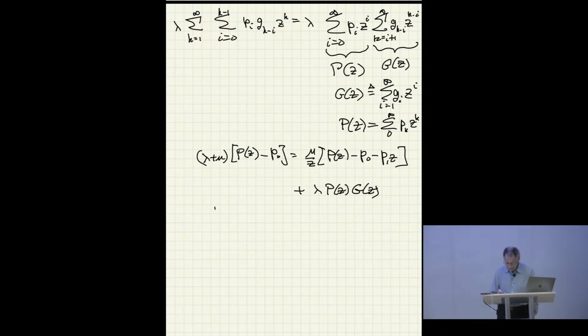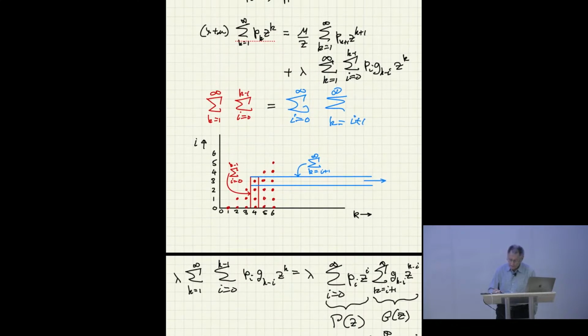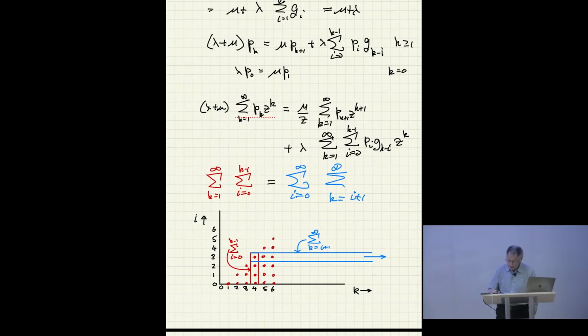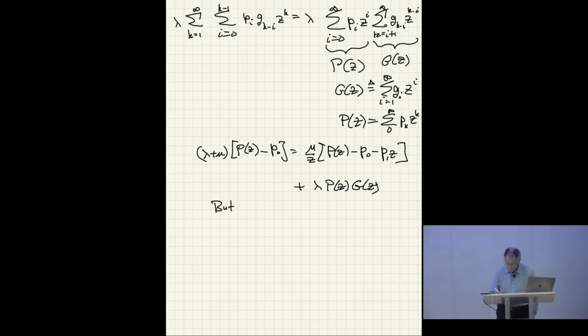But let's not forget that there's a zero equation. The zero equation up here told me, it's right up here, lambda p0 is mu p1. Well, let's see. There's a lambda p0 right there with a negative sign. And there's a mu p1 right there with a negative sign. So they cancel. So I cancel this, and I cancel this one piece here. Okay?